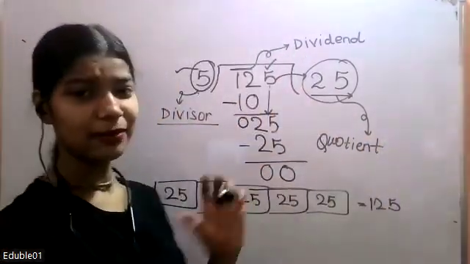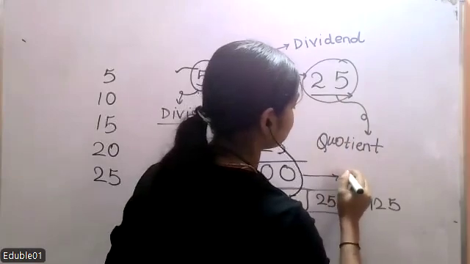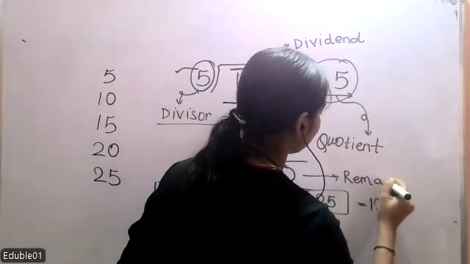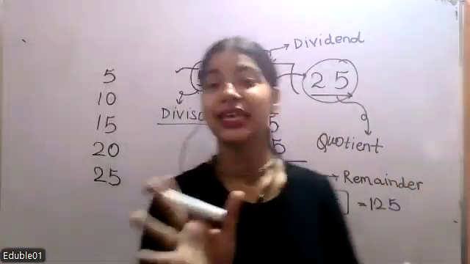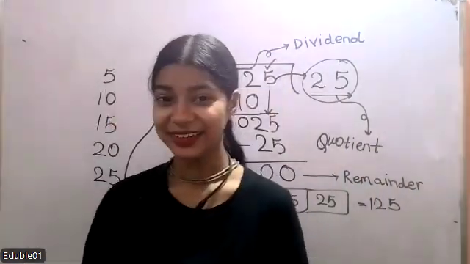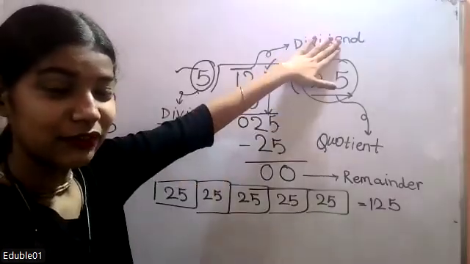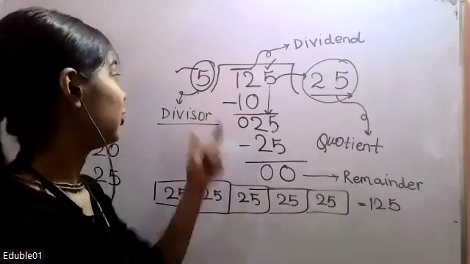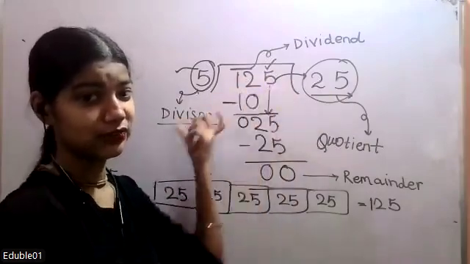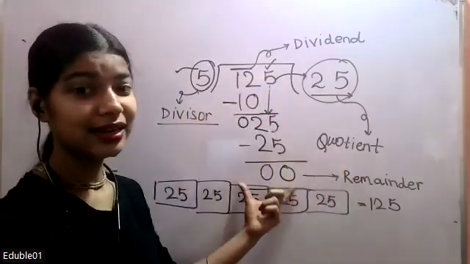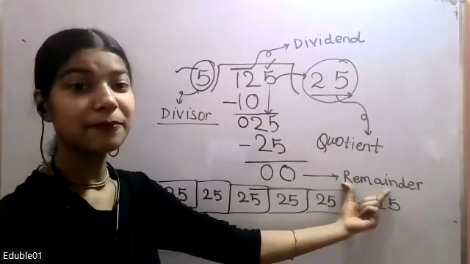Now, here we are remaining with nothing but a 0, right? So this is the remainder. Something which is left, we call it remainder. Okay, so let's just revise it again. The number we are dividing, we call that dividend. The number we are dividing with, we call that divisor. The answer we got after dividing the dividend with the divisor is the quotient. And what is remaining after dividing these two terms, we call that remainder.